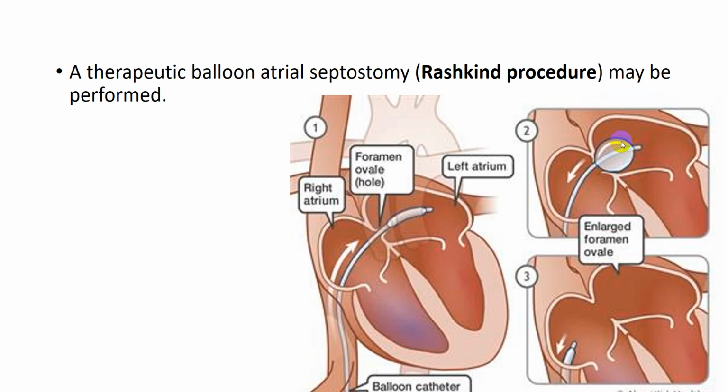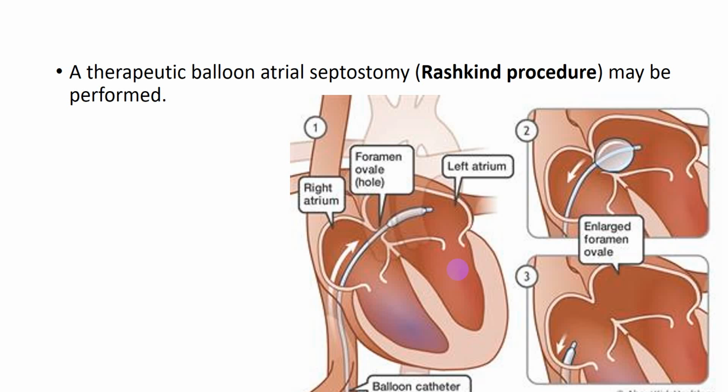Then we will inflate the balloon and make a tear in the interatrial septum, an artificial ASD. This enhances and magnifies the mixing through the interatrial septum. This is very helpful: the saturation SpO2 increases significantly and cyanosis decreases significantly. This gives time for the patient until surgery can be done.